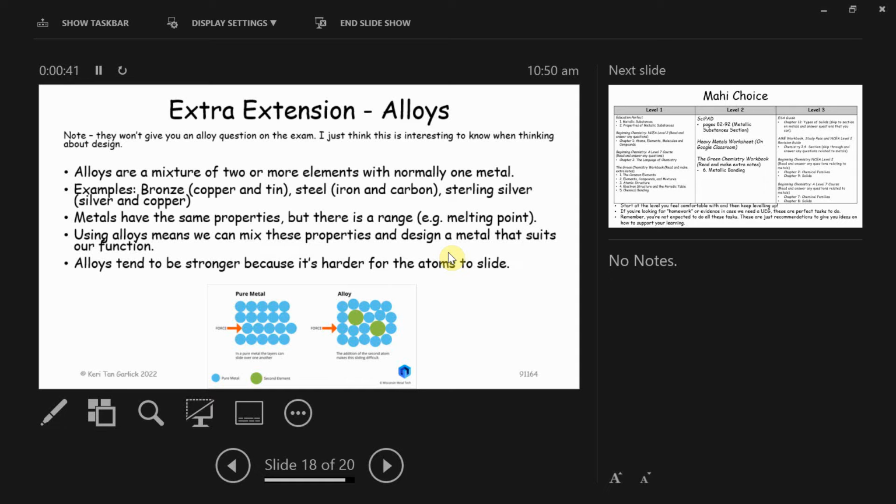Same thing with gold. You can have 10 carat, 14 carat, 18 carat, 24 carat. That has to do with the percentage of gold that's in there versus the other metal that you mixed in. So the higher the carat, the more gold is in there, and the more gold is in there, the softer it'll be. So, for example, back in the day when they were testing gold coins, they would bite them, because if it was real gold, it would be soft enough to leave teeth marks on it. So, that's cool stuff to know.